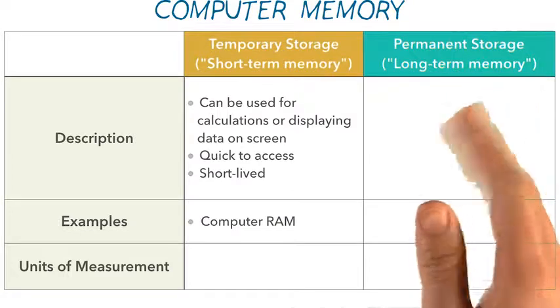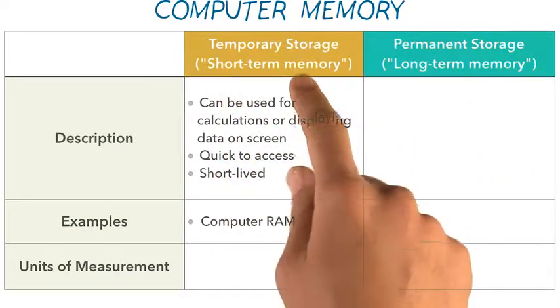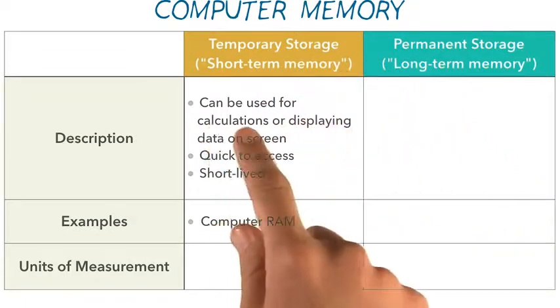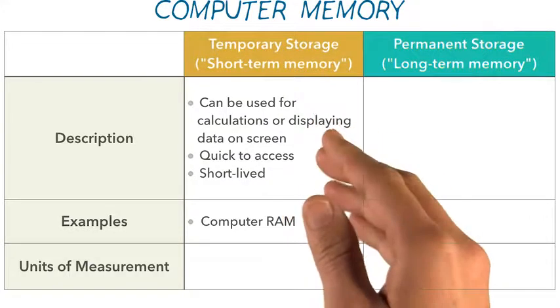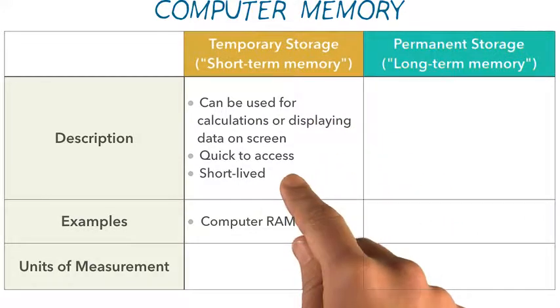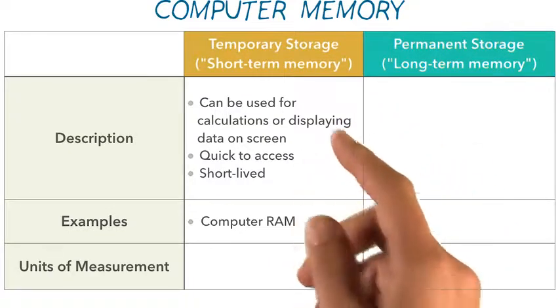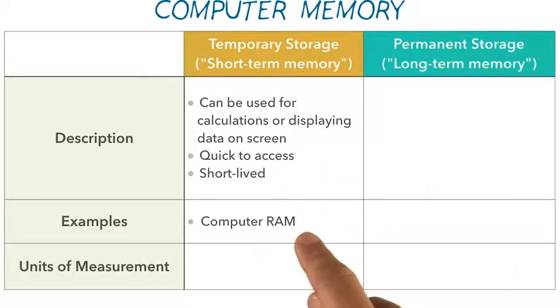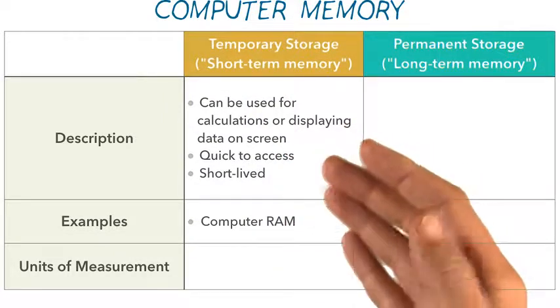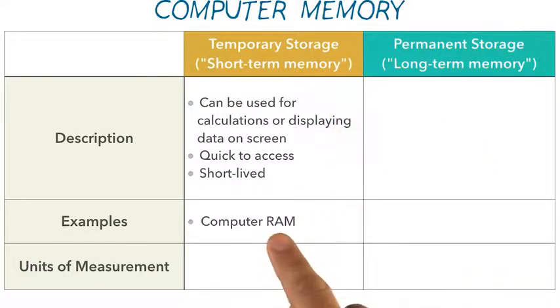So if we look at each of these in more detail, on a computer, temporary storage is short-term storage used for things such as calculations and displaying things onto the screen. So it's quick and easy to access, but the downside of this is that the information doesn't stick around forever. It's short-term use. So when we refer to computer memory, we're referring to this type of temporary storage. So if you've ever heard of the acronym RAM, such as someone saying, well, my computer has 4 gigs of RAM, well, they're referring to the temporary computer memory. RAM stands for Random Access Memory.